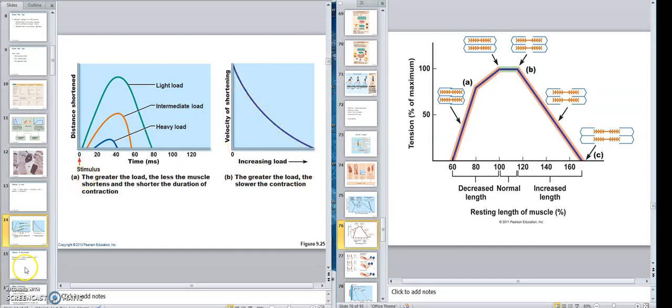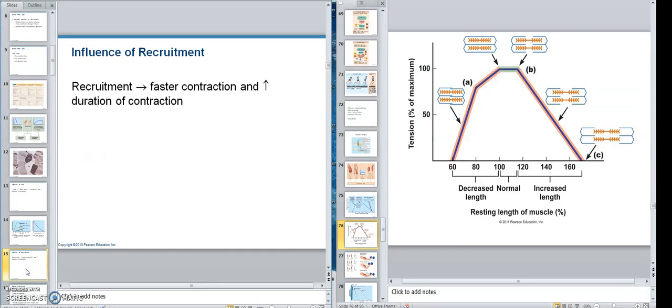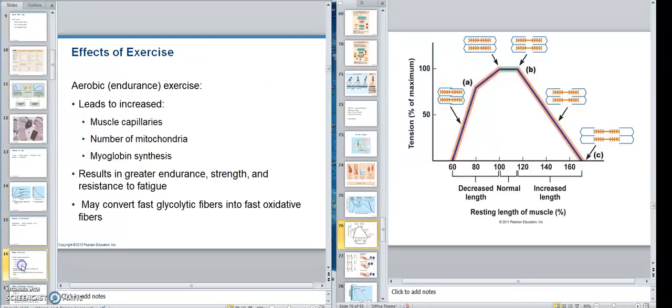All right. So we go further. Recruitment equals faster contraction. Why? Because you're bringing in more, if you can do recruitment. You can't do recruitment if you need all of them at the same time. See, these are thought things you want to look at.